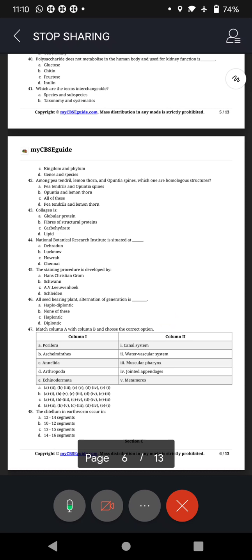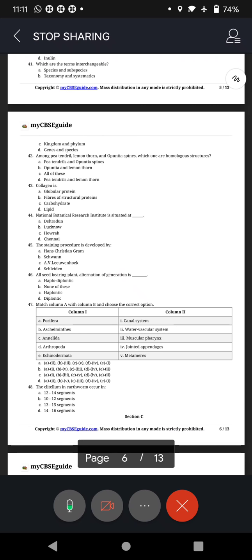Question number 46. Answer is D. Diplontic. In diplontic life cycle, diploid sporophyte is the dominant, photosynthetic, independent phase of the plant. The gametophytic phase is represented by a single few-celled haploid gametophyte. All seed-bearing plants, that is gymnosperms and angiosperms, exhibit diplontic life cycle. Haploid, diploid. Next, question 47.